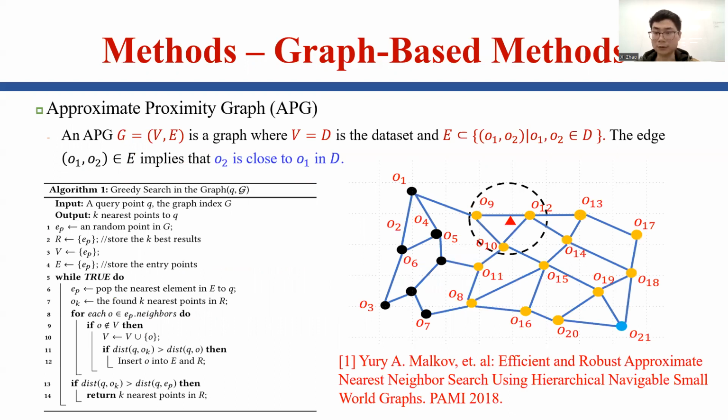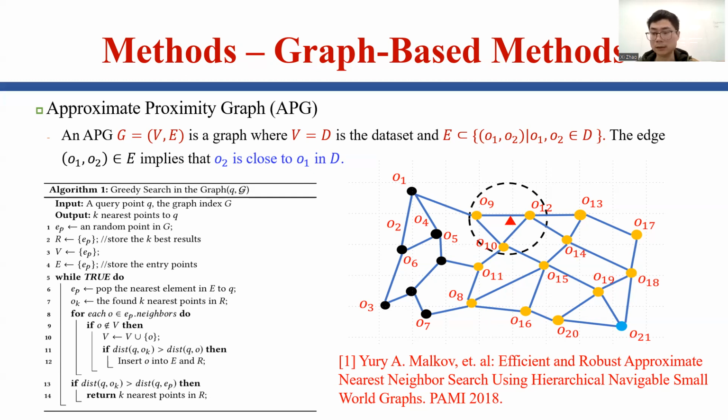Next, I introduce the graph-based methods. Graph-based methods use the approximate proximity graph to answer ANN queries, and APG is defined as follows, which is a graph where V is the dataset D and E is some point pairs in the dataset. If the edge (o1, o2) is in the edge set, which implies o2 is close to o1 in the dataset D. The figure shows an example of an APG.